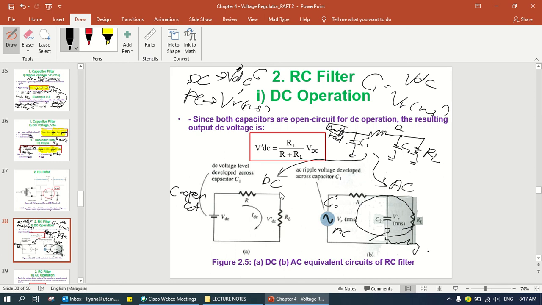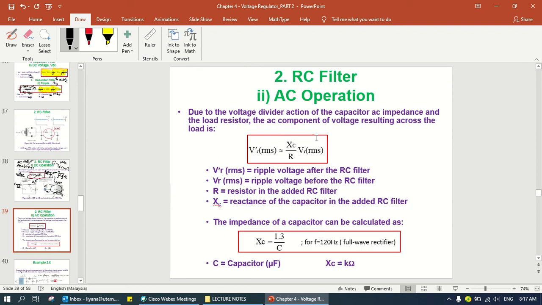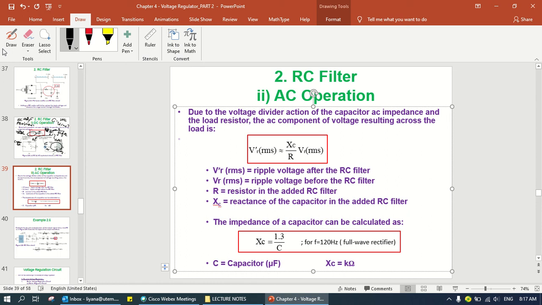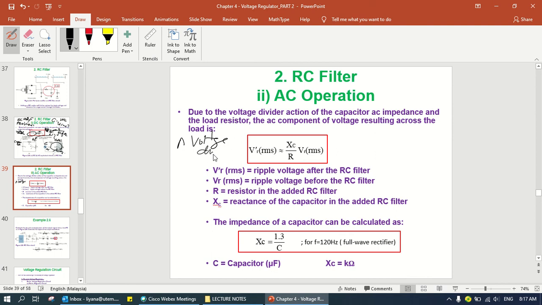So this VDC is making a voltage divider. To find V prime DC, it is RL over R plus RL multiplied by VDC. For AC operation, it does the same thing, a voltage divider also. But if we do the voltage divider, it is XC over R plus XC times VRMS, which is the supply. But the value of XC is small, so we neglect it. So it becomes XC over R. That's why it is an approximation.